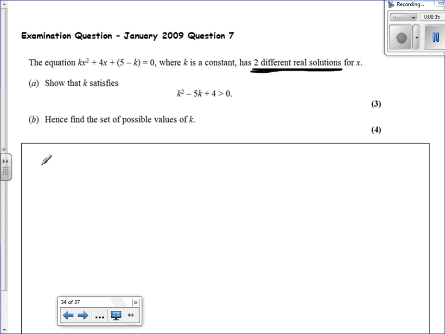That tells us our discriminant, b squared minus 4ac, has got to be greater than 0 if there's two real solutions or two distinct roots. Our discriminant is greater than 0. So we're going to need that in part A, because we need to show that k satisfies this inequality. So we're going to use our discriminant, so we need to write down our values of a, b and c.